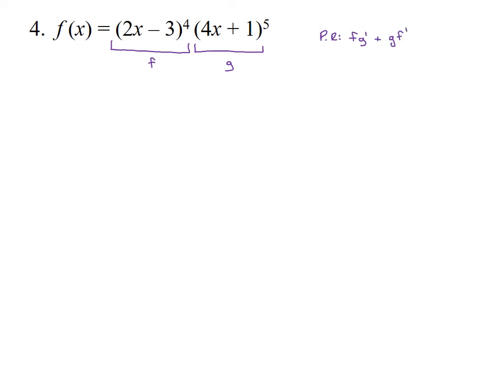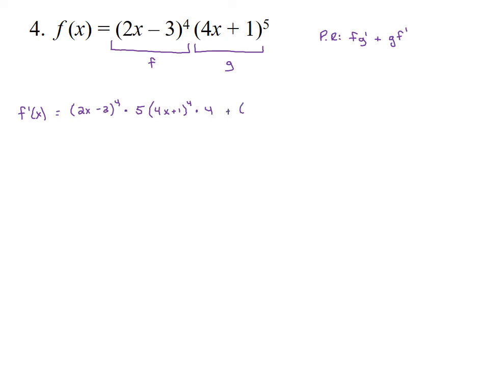So this one's not so bad. It looks really ugly, but in the end, it's not going to be too bad. So when you find the derivative here, f prime of x is going to equal, you take your f function, which is 2x minus 3 to the 4th, and you multiply it by the derivative of g. So the derivative of g is going to be 5, so that's chain rule, times 4x plus 1 to the 4th, times the derivative of the inside, which is 4.